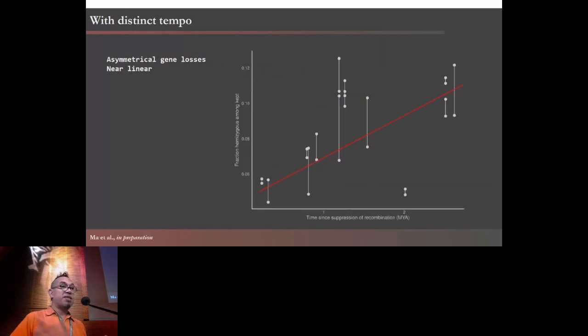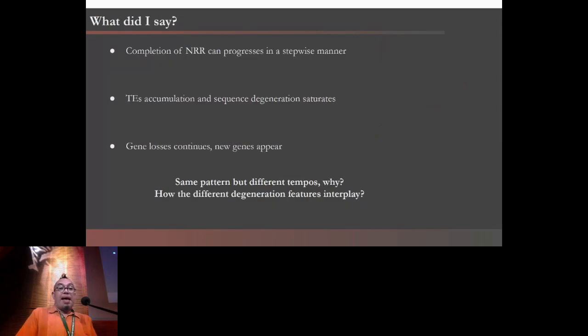And there are a lot of asymmetrical gene losses. One gene can be lost in one sex and present in the other, and another gene will be lost in the first. And so what I'm saying is that the suppression of recombination can be accomplished in a stepwise manner. This is the analysis of the gene trees I showed you at the beginning.